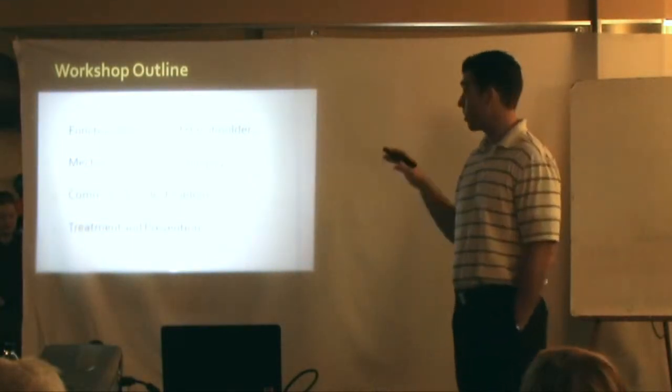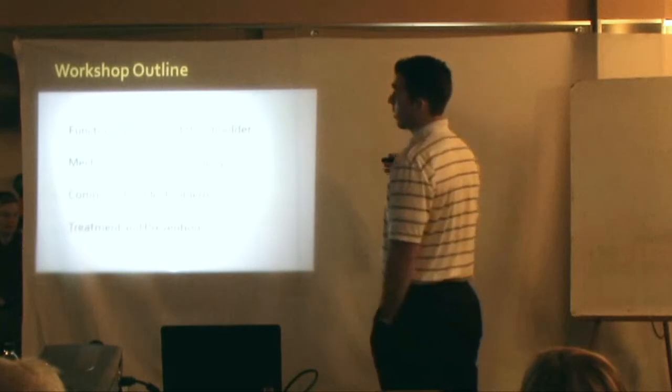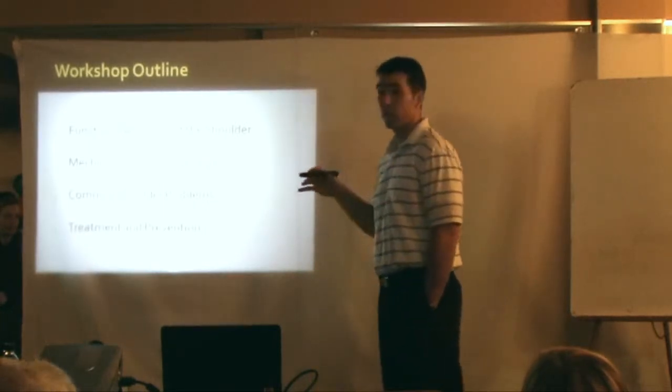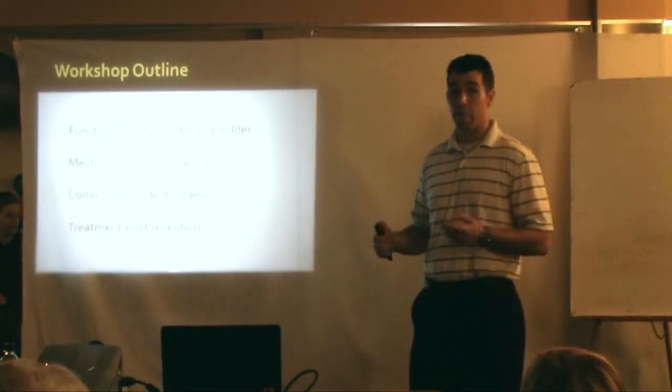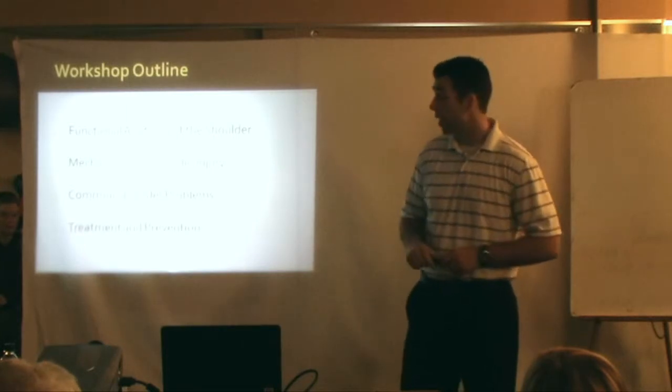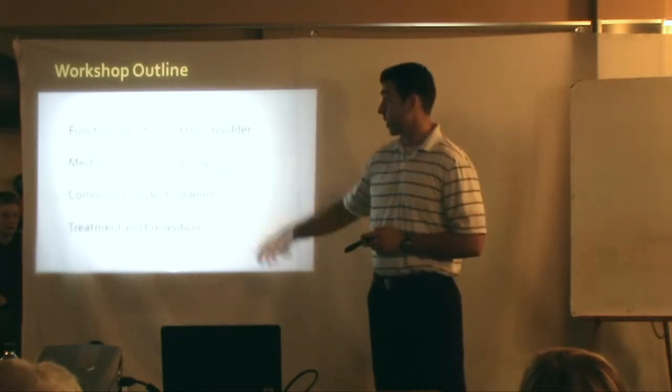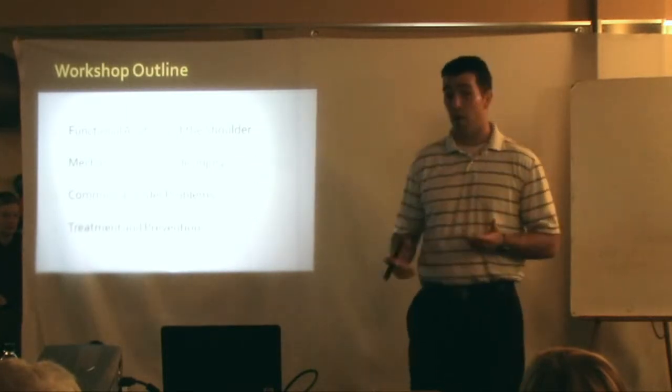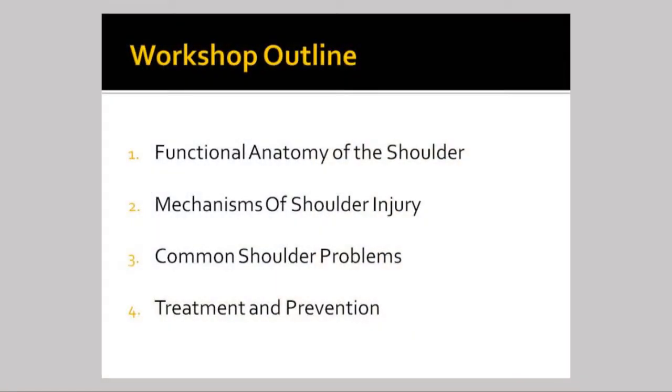And really what we want to do with this section is give you a really basic, bare bones understanding of what is supposed to happen under normal circumstances. And when we understand that, it'll make the second section much easier to follow, when we talk about mechanisms of shoulder injury. So essentially, once we know what is supposed to happen, we can then talk about what the consequences are when that doesn't happen, of course.